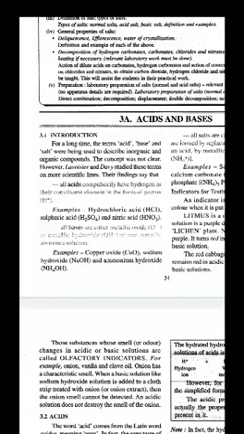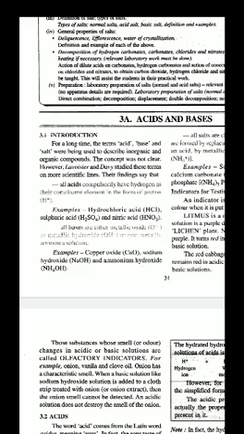Good morning, children. Today we will start with our next chapter, chapter number 3, acids, bases, and salts. Children, in this chapter, you will learn about the general properties and preparations of common acids, bases, and salts.